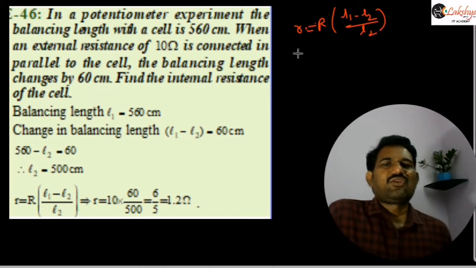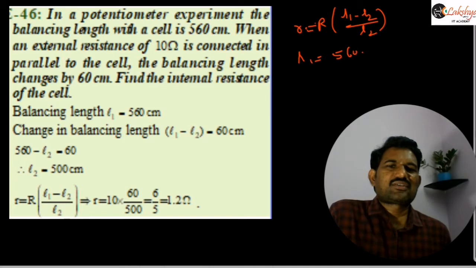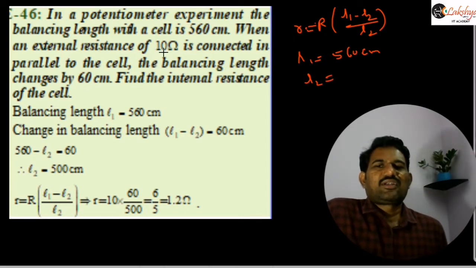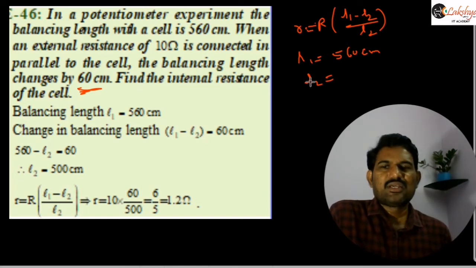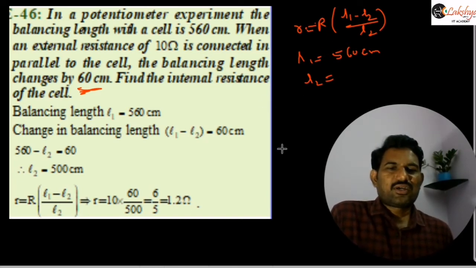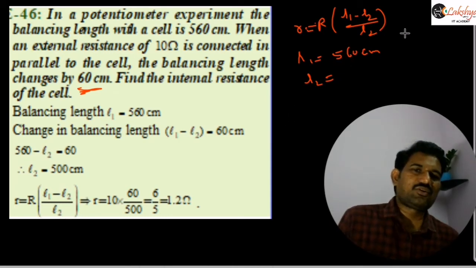This L1 is the balancing length before connecting the external resistance, which is 560 centimeters. Now the L2 value is the balancing length when the 10 ohm resistance is connected; it changes by 60 centimeters. Changes by 60 centimeters means that when you connect this external resistance, instead of the EMF of the cell, we need to measure the potential difference across the terminal, the terminal voltage, so the balancing length will decrease. We need to remember this point here.